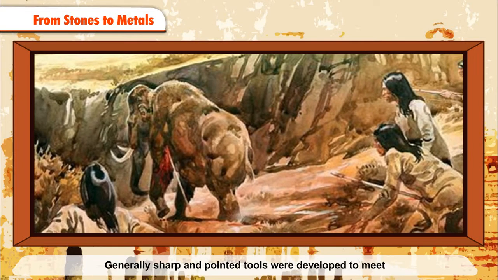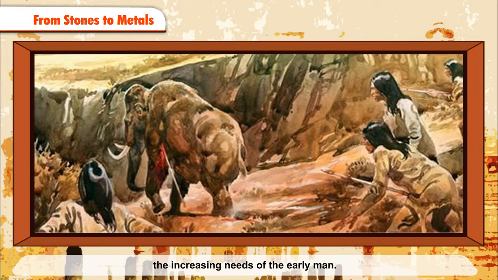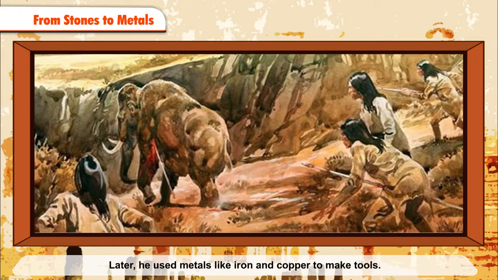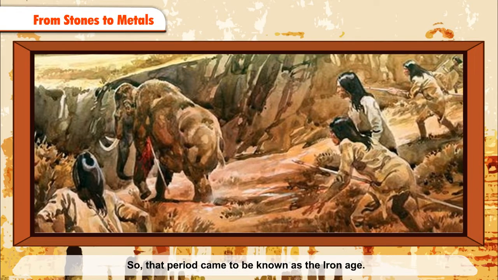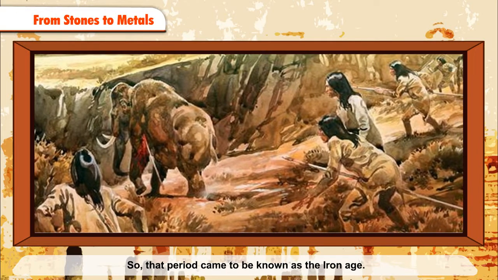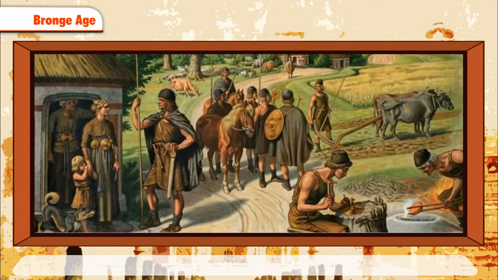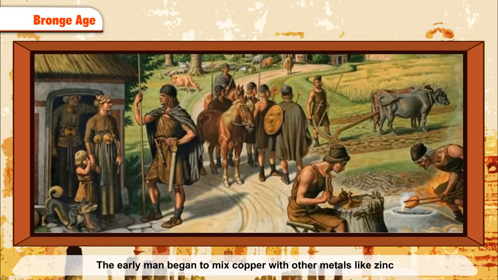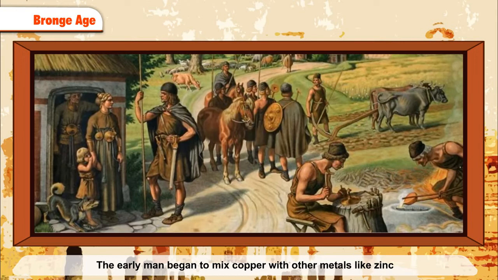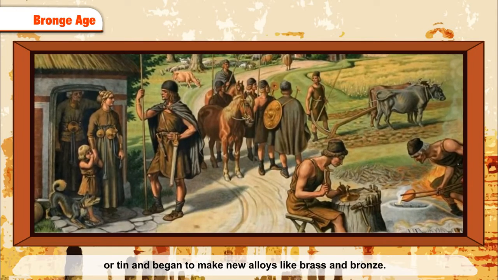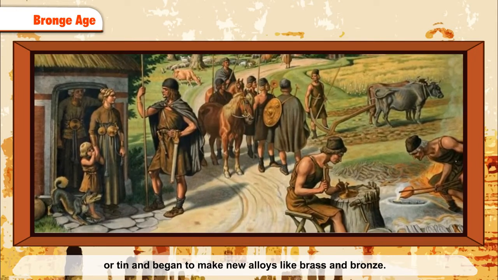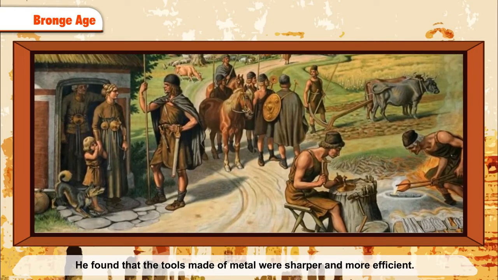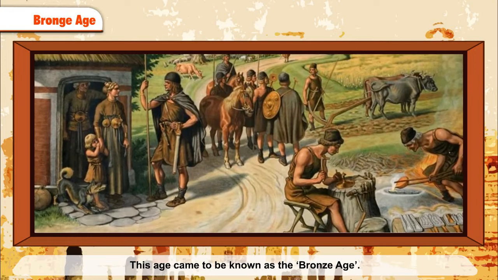Generally sharp and pointed tools were developed to meet the increasing needs of the early man. Later, he used metals like iron and copper to make tools. So, that period came to be known as the Iron Age, Bronze Age. The first metal to be used was copper. The early man began to mix copper with other metals like zinc or tin and began to make new alloys like brass and bronze. He found that the tools made of metal were sharper and more efficient. This age came to be known as the Bronze Age.